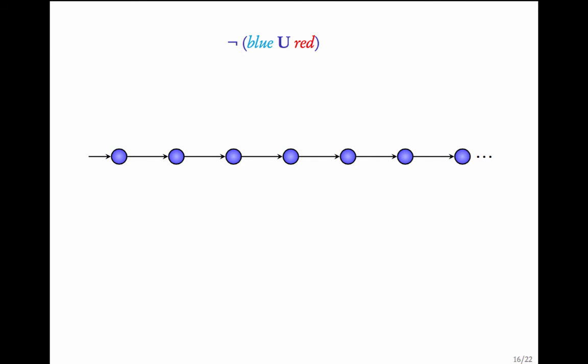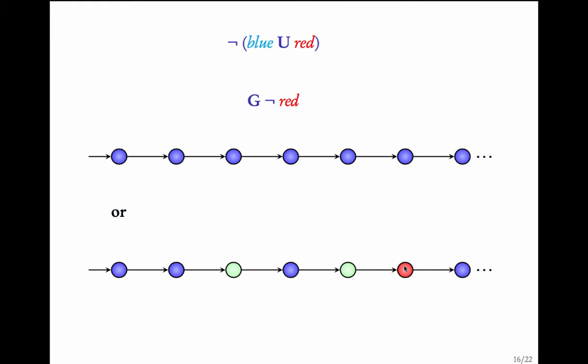So if that is not true, then it means that either the entire path has no red, which can be written as G of not red, or the other option is the path has a red, however blue is not true till that point. In fact, for it to be true, blue has to be true here as well. See, here we are using colors, but in general they can be atomic propositions, and each state can have multiple atomic propositions as well. Okay, I hope you notice that.